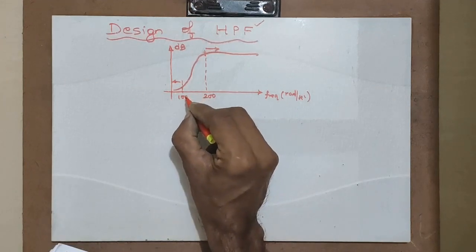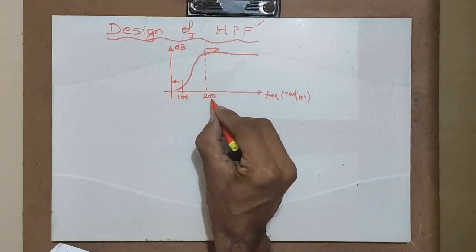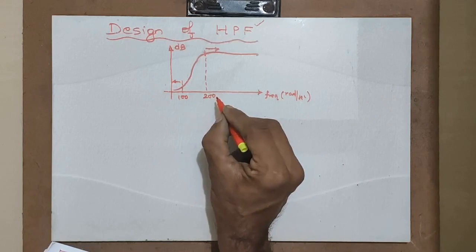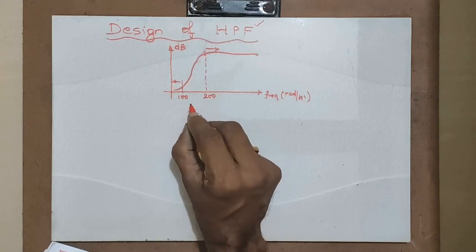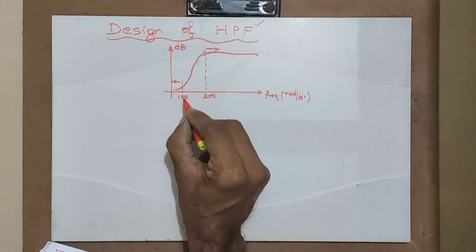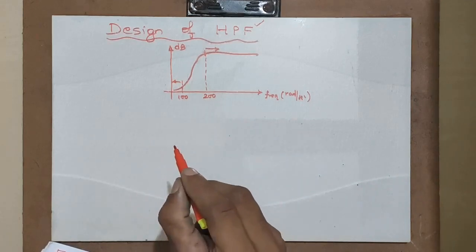We have to understand that the stop band edge frequency is small as compared to the passband edge frequency. In the case of a low pass filter, you have observed that the passband is less. If you had been asked to design a low pass, the passband would have been 100 and the stop band would have been 200.